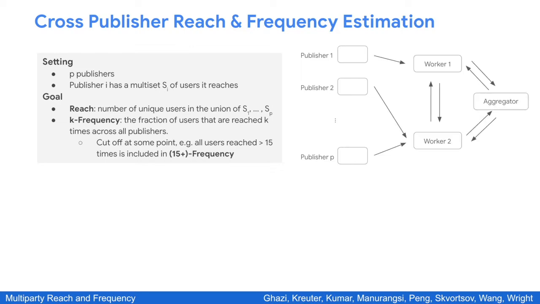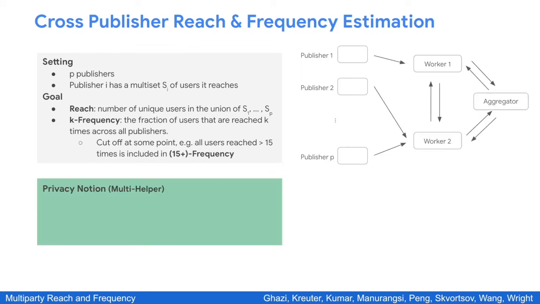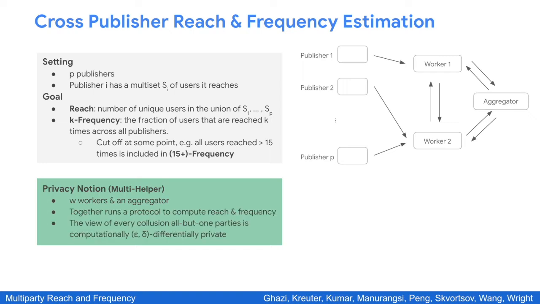The model of privacy that we use will be the so-called multi-helper model, where there will be multiple workers and an aggregator, and they will together run a secure protocol to compute reach and frequency. Our goal is to ensure that every collusion of all but one parties cannot violate the user's privacy. The specific notion of privacy we will use is differential privacy, and we will go through that in more detail in a few slides.